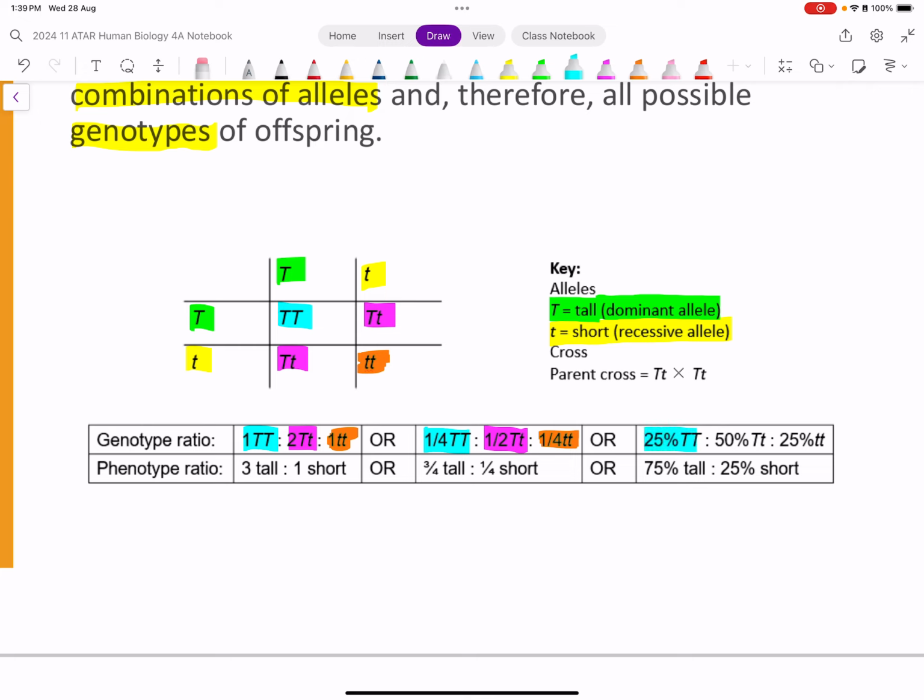Lastly, we have the percentage method. This is my personal favourite. I find it the easiest, but again, there's no right answer here. Please use what works for you.